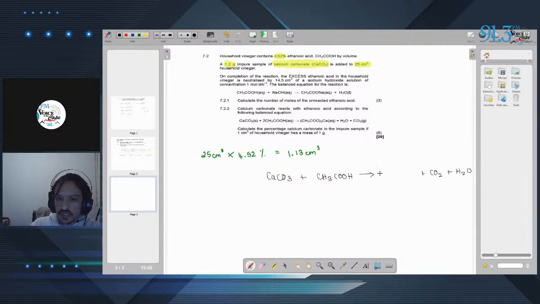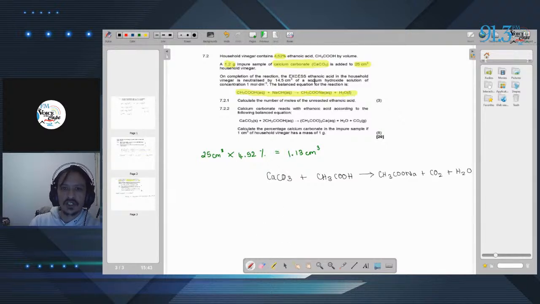And the salt in this case is going to be calcium ethanoate. But we know that not all of this vinegar is reacting with the calcium carbonate because it's impure. So there's some that's left over. And then we get a second reaction, which is this one over here, where the acid is reacting with the sodium hydroxide to give us CH3COONa plus H2O. Now, calculate the number of moles of the unreacted ethanoic acid. So we're going to have to work backwards from this equation over here.